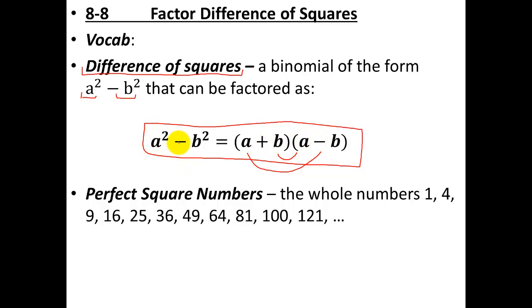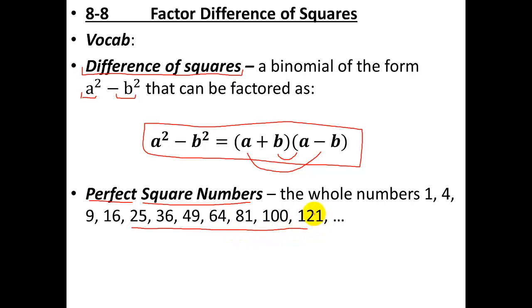Well, it's always going to be a minus sign, and the two numbers here and here, the two expressions I should say, are going to have perfect square numbers in them. So you really need to memorize the list of perfect square numbers, at least the basic most common ones. So of course, 1 squared is 1, 2 squared is 4, 3 squared is 9, 4 squared is 16, all the way up to 100.